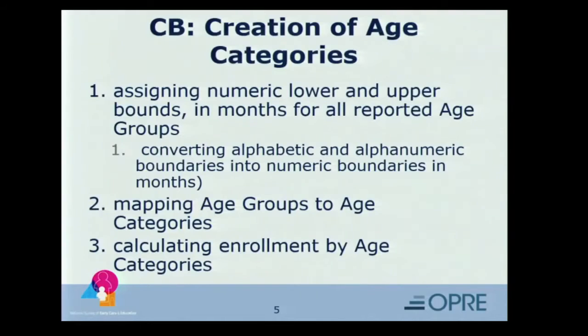Therefore, we had to go ahead with the process of converting age groups into age categories, and that process involved 3 different steps. The first one was assigning numeric lower and upper bounds in months for all reported age groups. The second one was mapping age groups to age categories, and the final one was calculating enrollment by age categories.